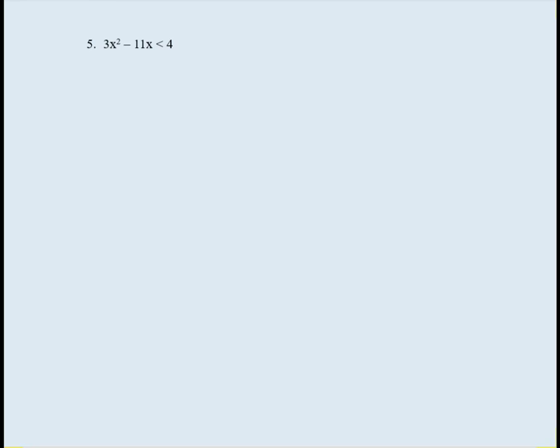Hello everybody, let's take a look at this quadratic algebraic inequality. 3x squared minus 11x is less than 4. Now notice it's strictly less than, not less than or equal to. This will be important a bit later.